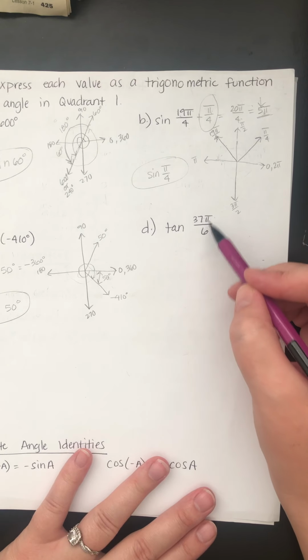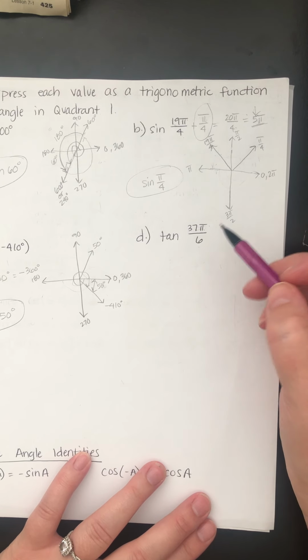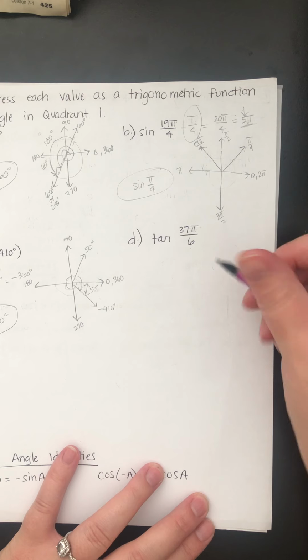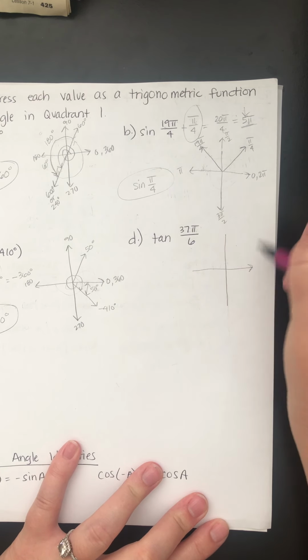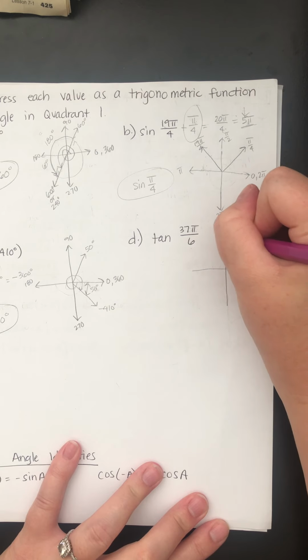Next, the tangent of 37 pi over 6. So we're working in multiples of 30 degrees. Or pi over 6, okay, is the same thing as 30 degrees.